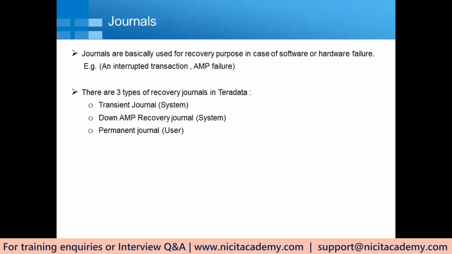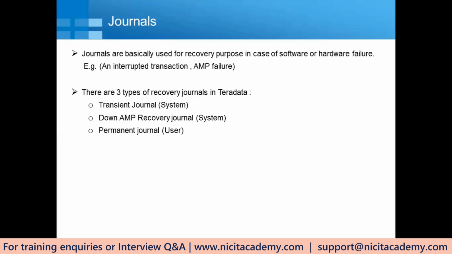So the transient journal will be available for a short period of time. If your transaction succeeds, whatever the journal has taken will vanish. Or if your transaction fails, it will be undone to the previous status, and after the undo, the journal it has taken will vanish. Anyhow, it will not be kept after the transaction failure or success. But the permanent journal will be kept in the system's permanent space.